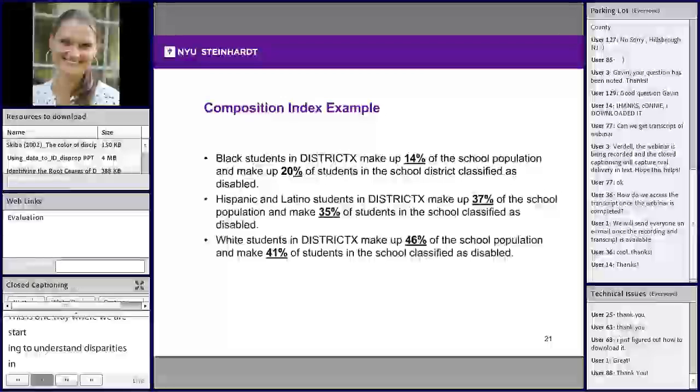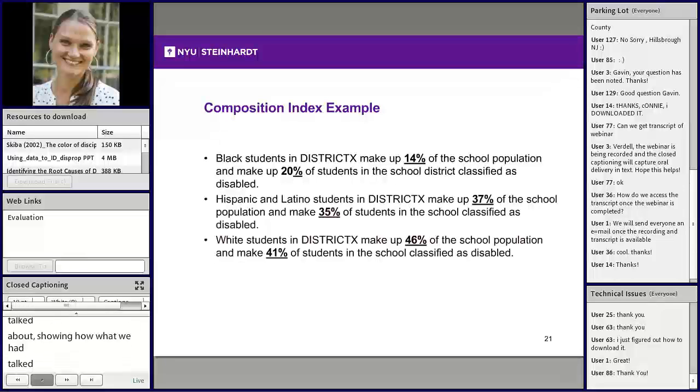Now, in terms of discipline, we can do the same thing. This is a summary slide of the numbers I just talked about, showing the disparities between the school population and a particular outcome. So 14% of the school population is Black, but they're 20% of the students classified as disabled. Hispanic and Latino students are 37% of the population, but they're 35% of the students classified as disabled. So you can start to ask questions: why might there be more students who are not classified that are Hispanic and Latino? Why would there be more Black students classified compared to other groups? Even just looking at these numbers, knowing your district and your school, you can start to think of some ideas and reasons as to why there are possibly these disparities or differences.